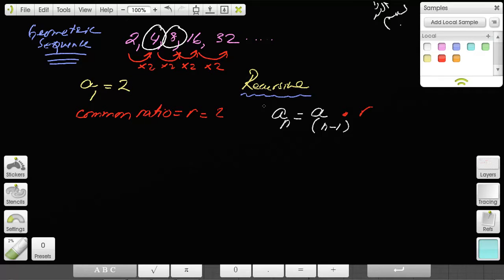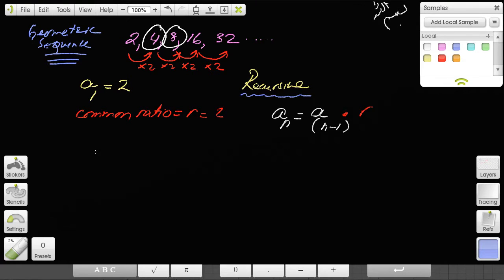Now, the explicit rule will be like, okay, I want to know a sub 5,721 based on the first term. I don't care what the previous term is. I don't know what the previous term is. That would be the explicit rule. It's actually more useful in general. So now let's look at how we do this.